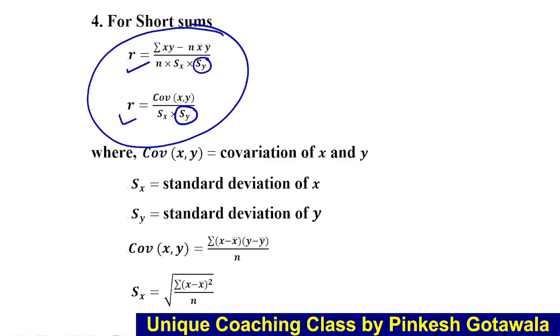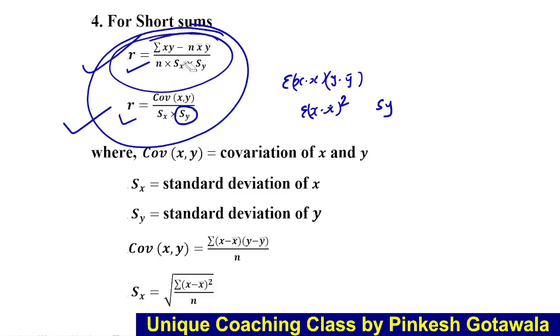But the question is which one, this or this? If you remember the question perfectly, what they give: x minus x bar, y minus y bar, x minus x bar whole square and Sy. If we go with this formula, we need x bar, y bar and sigma xy, and that is not available.